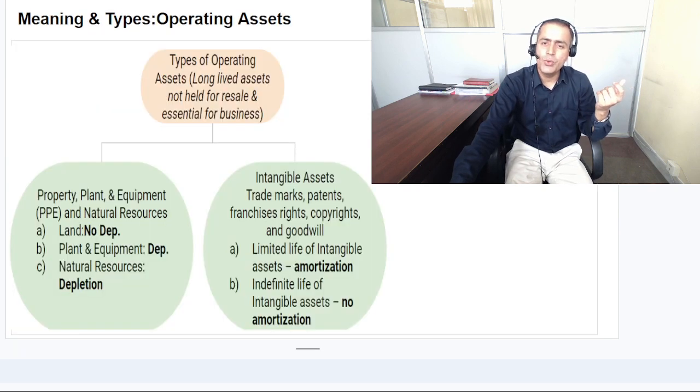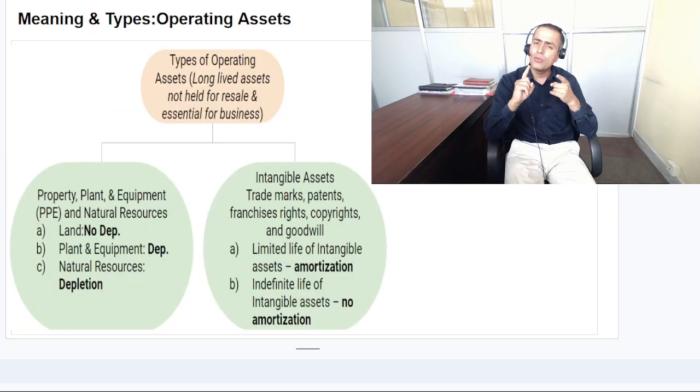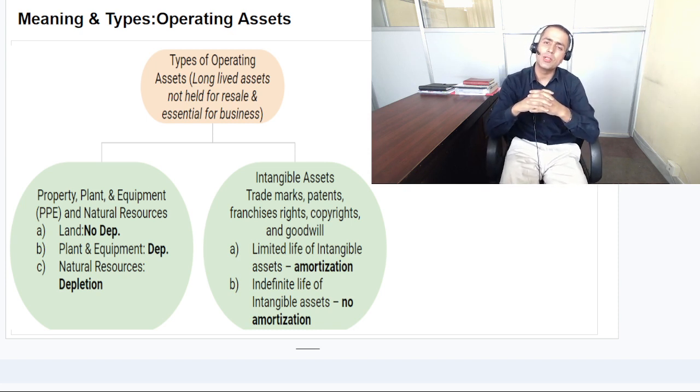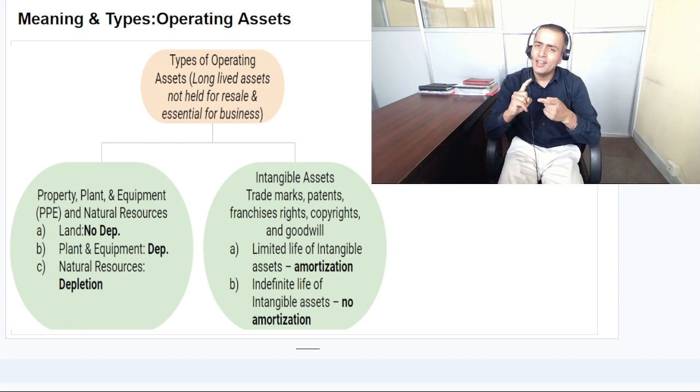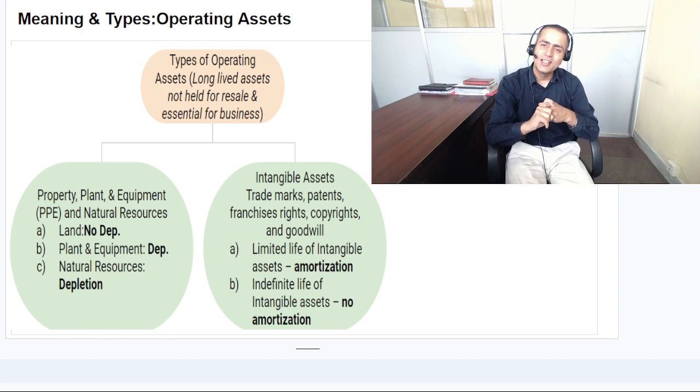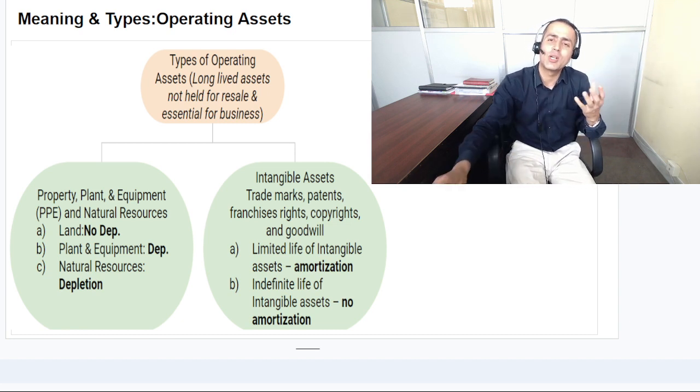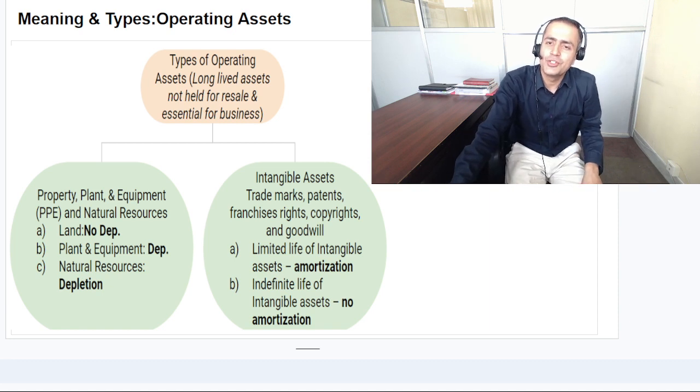Okay friends, today we discussed the meaning and the types of operating assets. Next I discussed the acquisition cost, and lastly I discussed depreciation and accumulated depreciation, and I simply discussed their concepts. I hope that whatever we discussed today will improve your understanding of depreciation and the basics of operating assets.